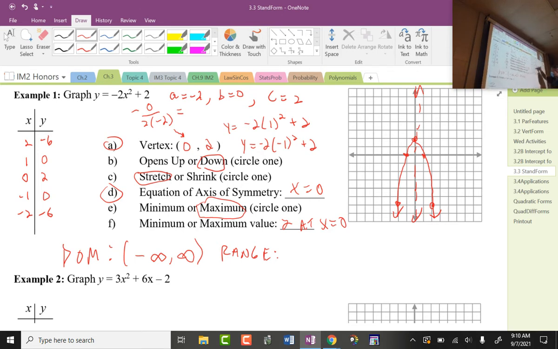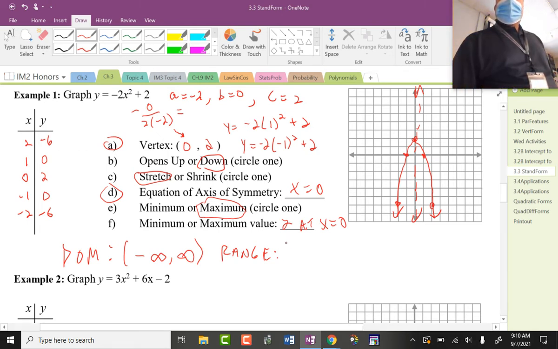So what y values are covered? What's the number way down here, everyone? 3, 2, 1, go. All the way up to, what's that number right here for y? 3, 2, 1, go. 2. And then what do we put on 2? A bracket or parenthesis? It's a bracket because it is the last y value.